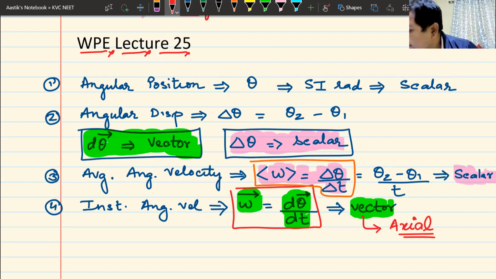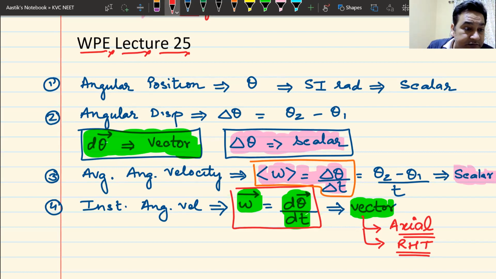Do we understand this? All these are axial vectors and their direction is given by RHT, the right hand thumb rule. Can I have some raised hand that we understand this? Right hand thumb rule, RHT. This was instantaneous angular velocity.